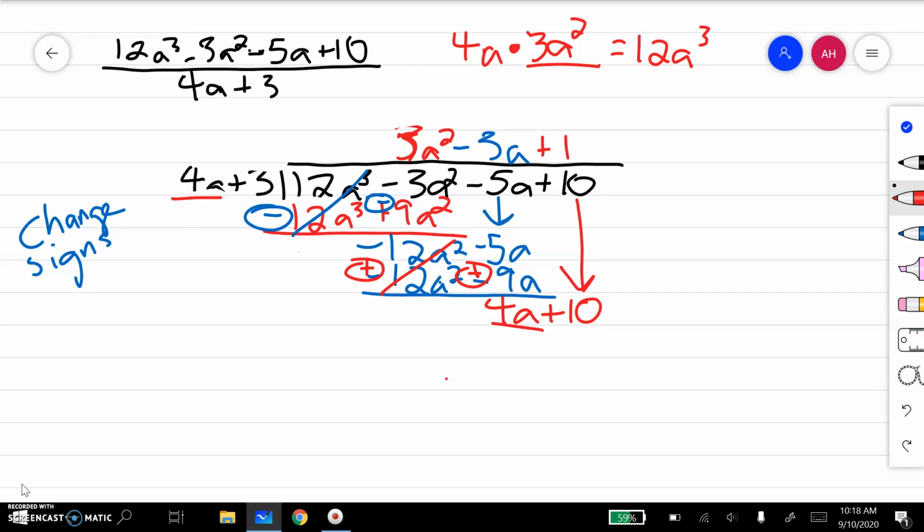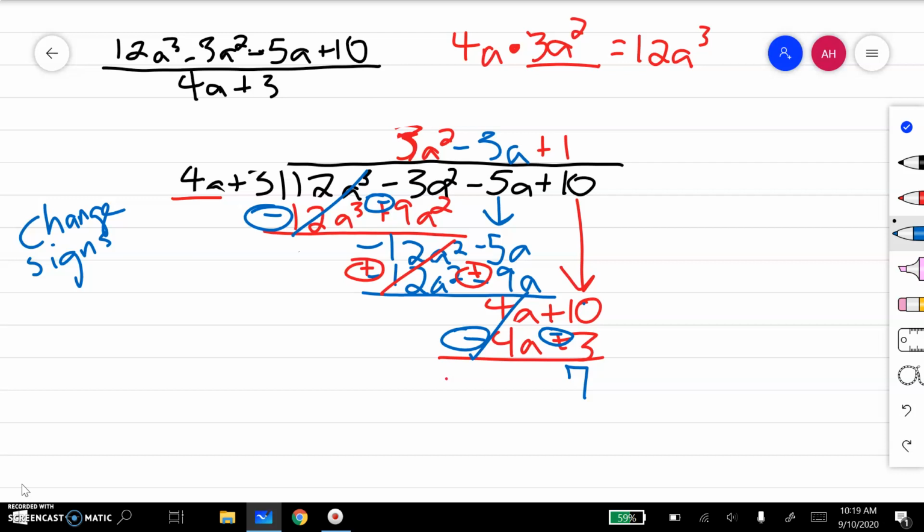And then a times what is a? You don't need any more a, so we're just going to use the plus 1. So we'll multiply that out again. 4a times 1 is 4a. And then 3 times 1 gives me positive 3. Again, we're going to make sure we change our signs here. So this is going to be minus and minus. 4a minus 4a cancels. 10 minus 3 gives me 7. Nothing else to bring down. So that means that we're finished with this.